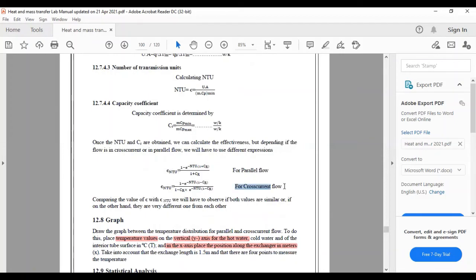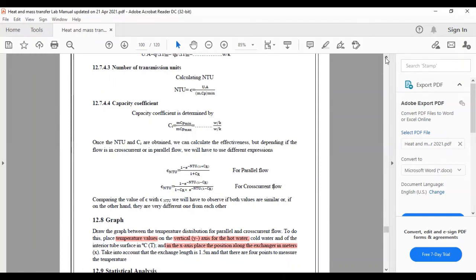For cross current flow, the formula is again 1 minus e to the power minus NTU into 1 minus CR, divided by 1 minus CR into e to the power minus NTU into 1 minus CR. All of these values are given. CR is the capacity coefficient, and NTU is the number of transmission units. All of these values we have already calculated, so we will get the effectiveness NTU for cross current flow.